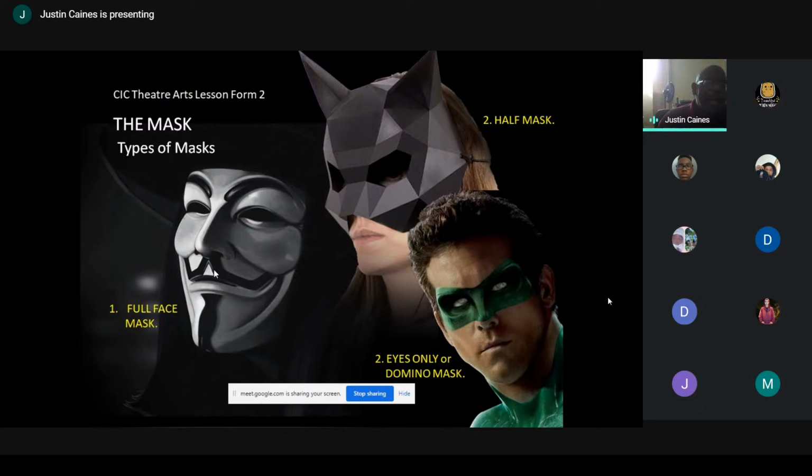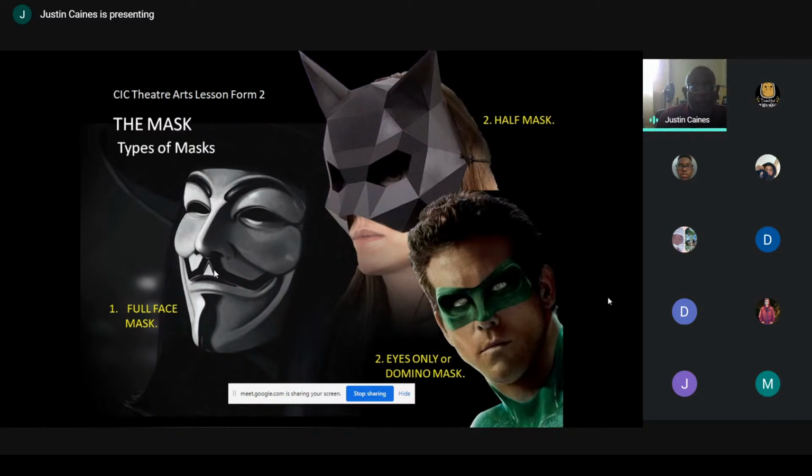And there's the eyes only or the domino mask, which is what you call a bandit mask. But it's really called a domino mask. Of course, you see Green Lantern there. And you have so many other people that wear that kind of eyes only mask. Somebody give me a couple of examples. The Incredibles. Another one. Anybody, give me an example quick so we can move on. All right, so we move on.